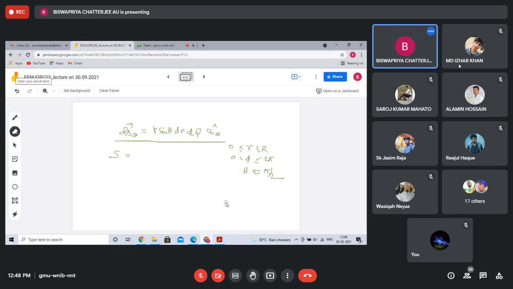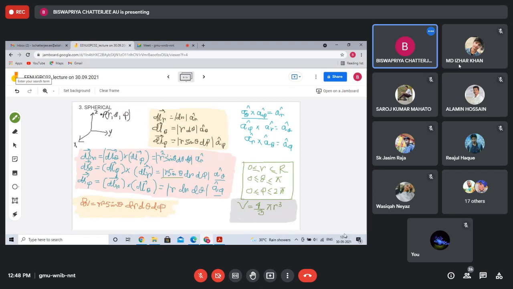What is that? R dr it is r square by 2. And phi is 2 pi. How are you getting 4 pi r square? It is pi r square only. Okay. Wait a minute.